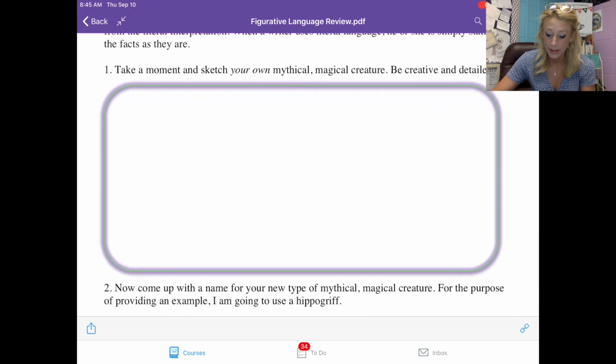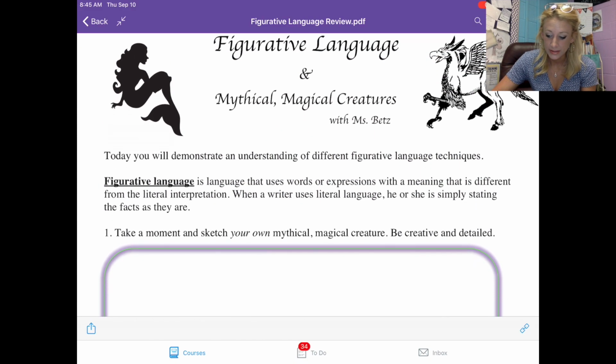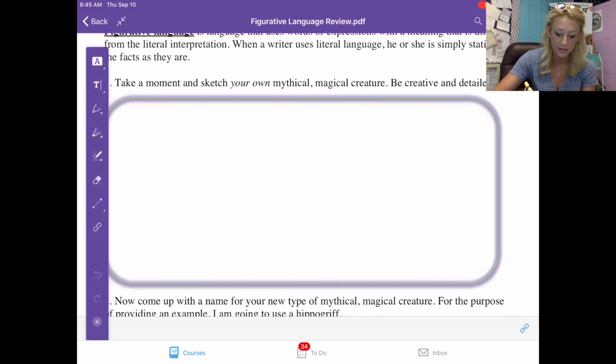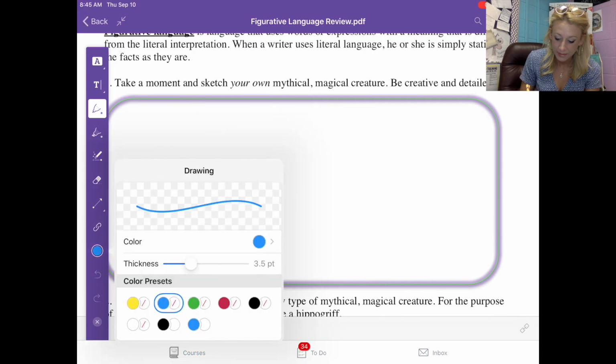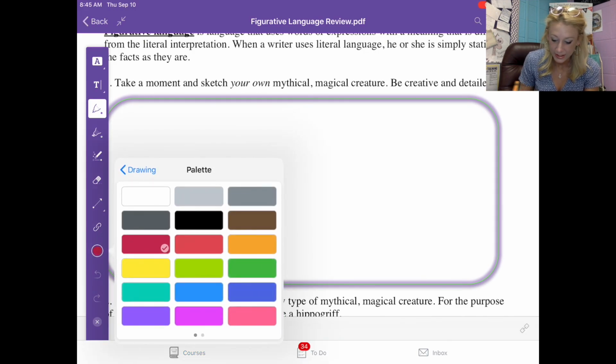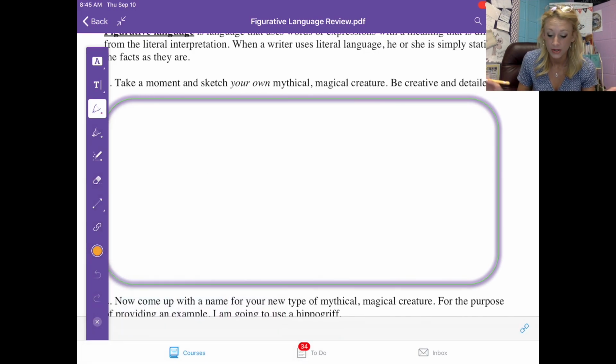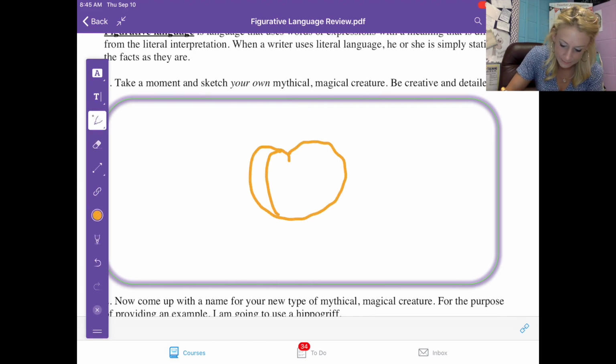Okay, so on page 1, you're going to take a moment to draw your very own mythical magical creature. I'm theming this whole thing on fun creatures that could be something that exists, like a unicorn or a fairy or a narwhal, or you could create something brand new of your own. Up to you. So right here, I'm going to take a moment to draw my creature.